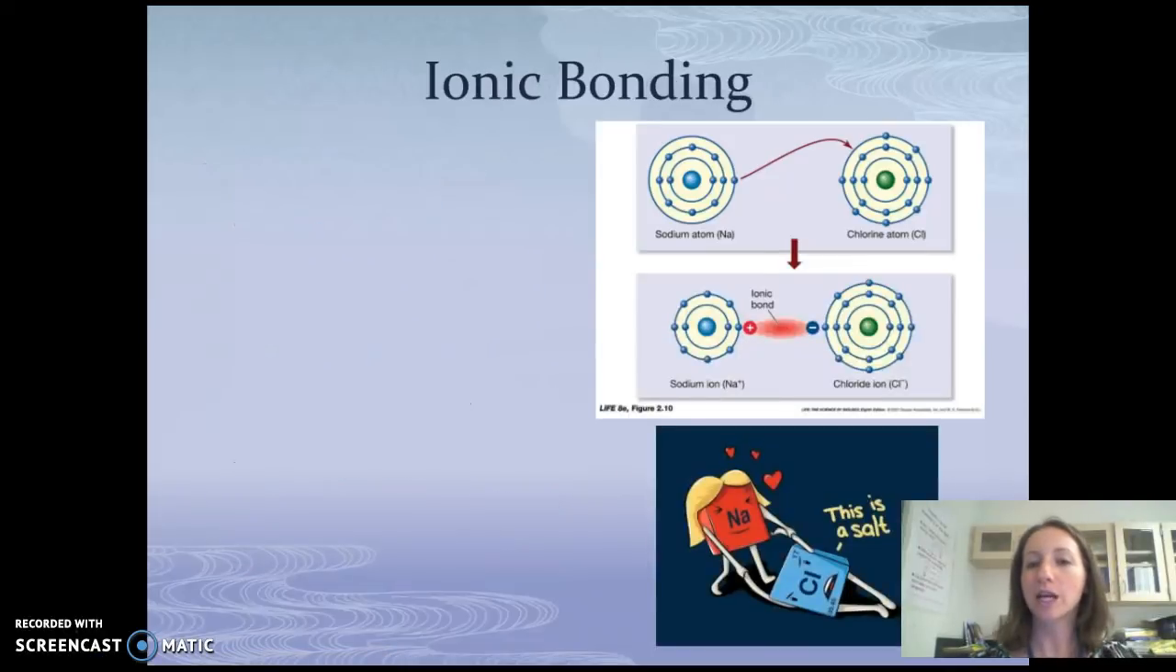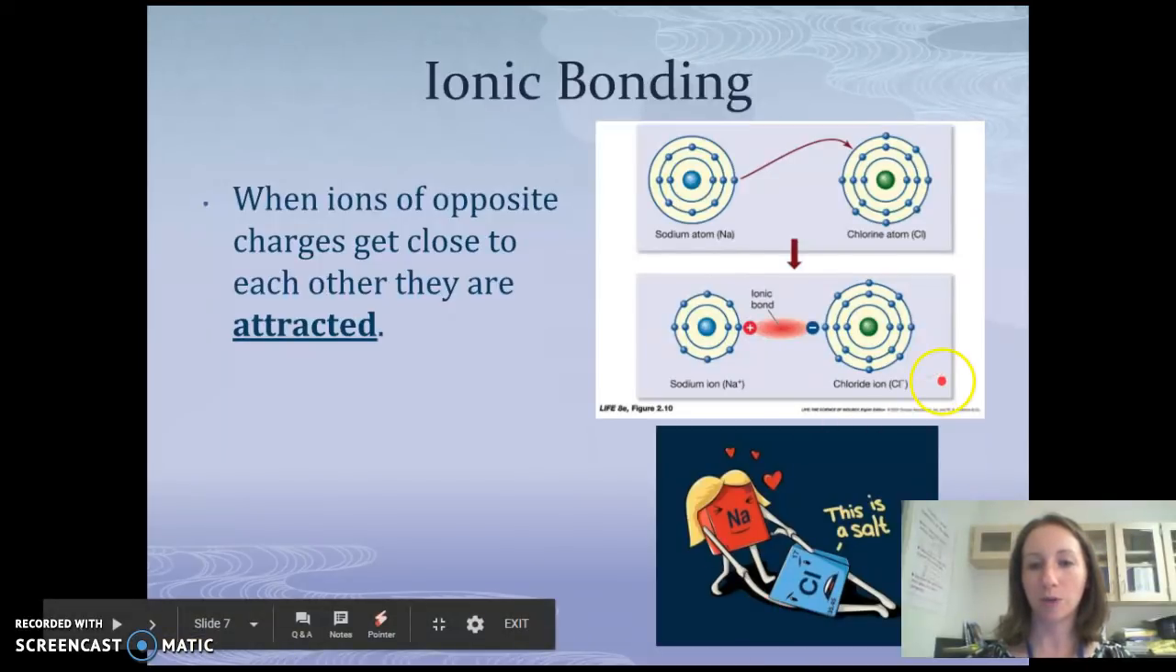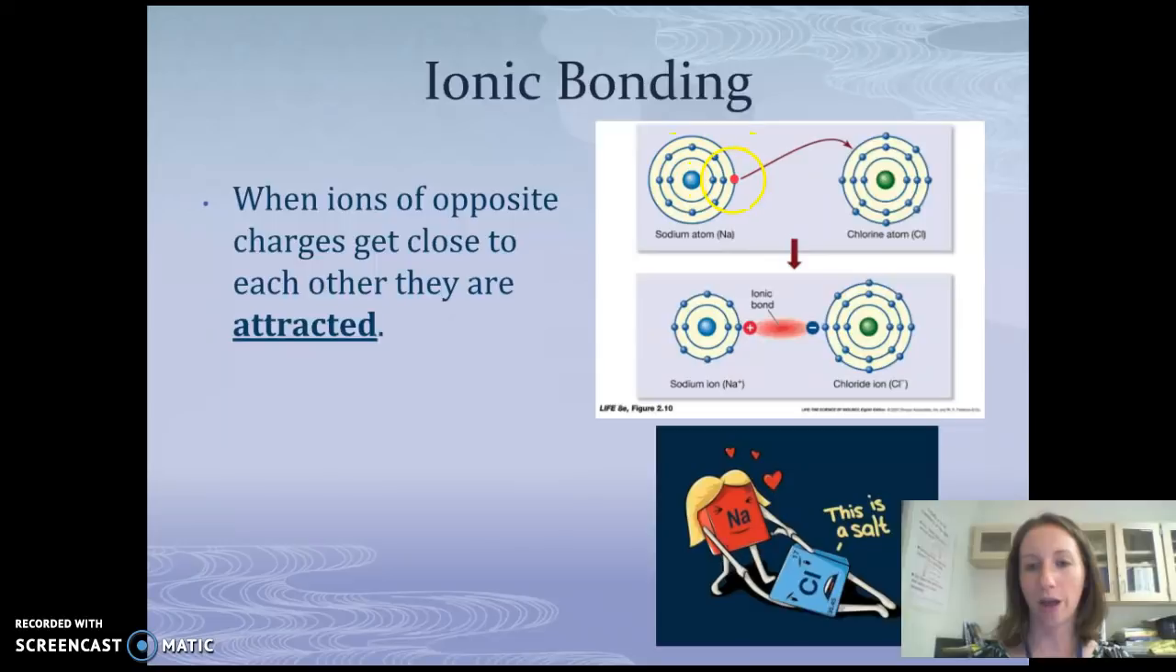Alright, so the first type of bonding we're going to talk about is ionic bonding. And ionic bonding is when ions of opposite charges get close to each other, they tend to attract. We talked about this when we talked about magnetism and electricity. Opposites attract. So what happens typically, especially with good old table salt, you end up with a sodium element that has 1 extra electron. And it wants to dump that, so it ends up giving it to chlorine.